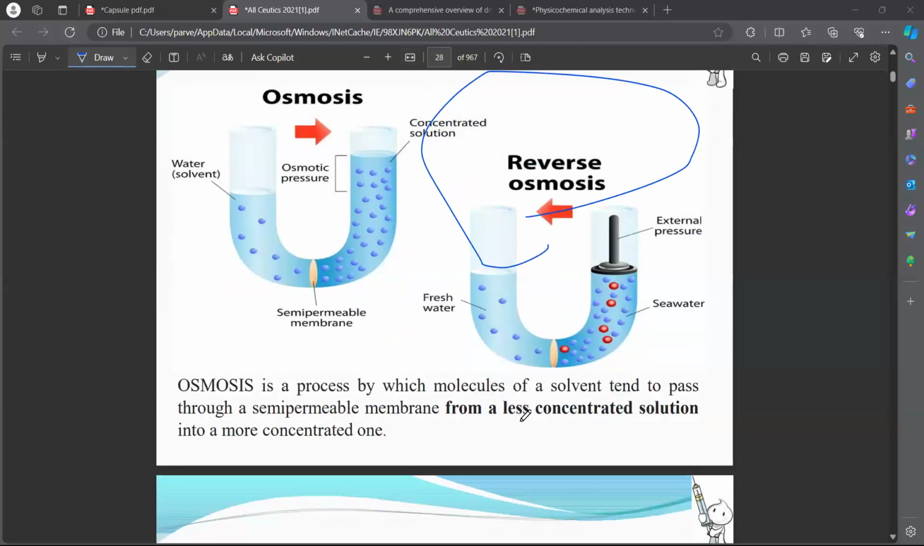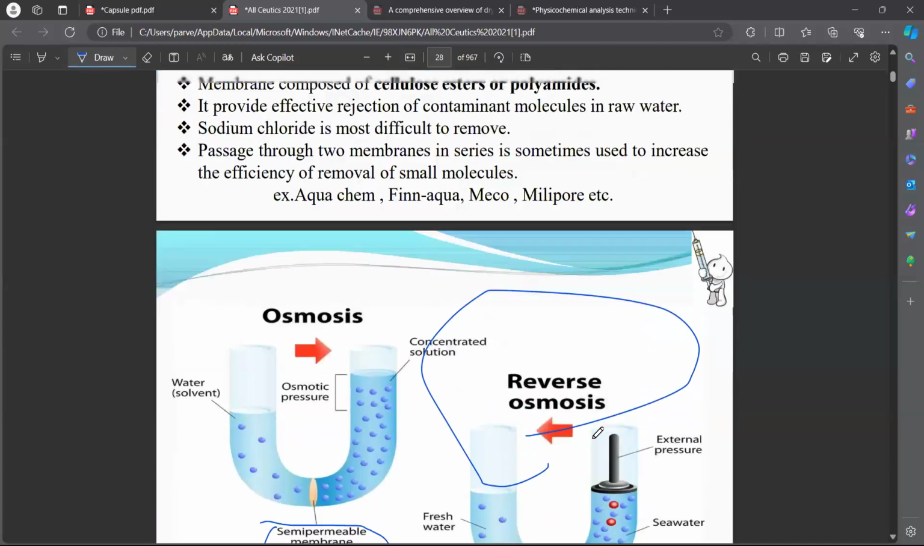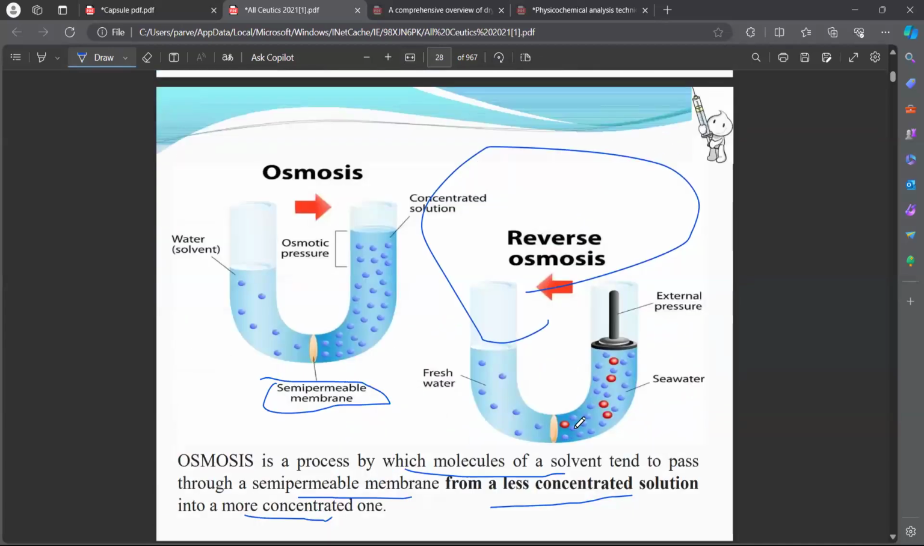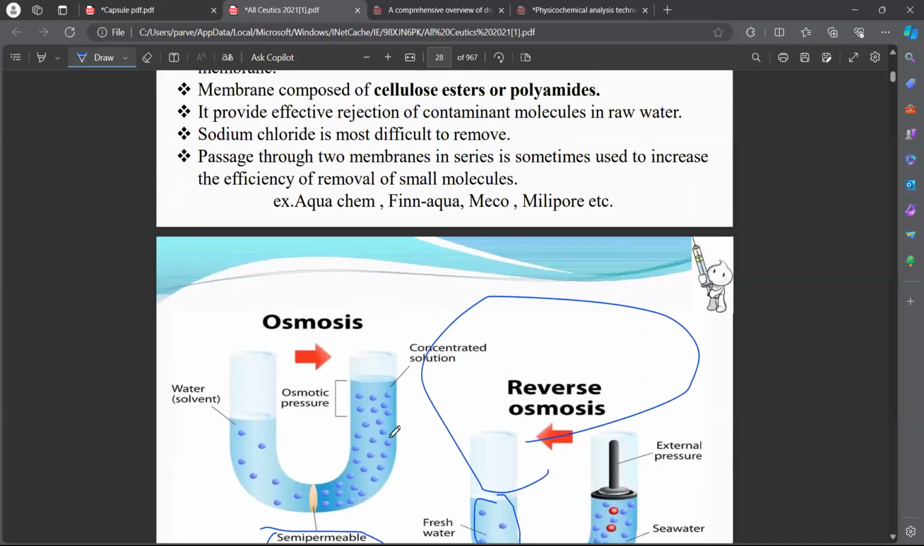So osmosis is a process by which the molecules of solvent tend to pass through a semi-permeable membrane from the less concentrated solution to the more concentrated one. Less concentrated means the solution which contains more water. For osmosis, the most important part is the semi-permeable membrane. But in reverse osmosis, by applying external pressure, we do the reverse: the solution movement occurs from the highly concentrated one to the less concentrated one in the presence of external pressure.